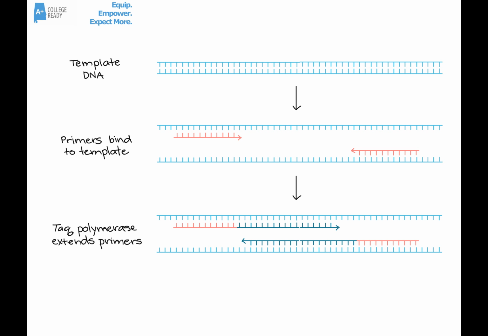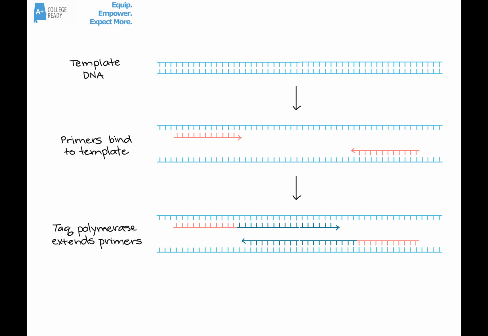And then we get extension, which happens at about 72 degrees C. So the temperature is raised to about 72 degrees C. The Taq polymerase becomes active. It extends the primers and synthesizes the new strands of DNA. This cycle of 3 steps is repeated about 25 to 35 times. It usually takes 2 to 4 hours. And if it works the way it's supposed to, billions of copies of the target region can be made within those 2 to 4 hours.